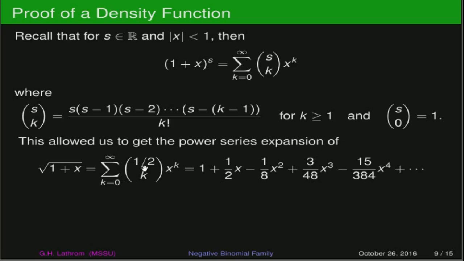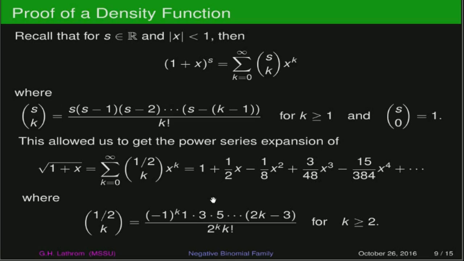Now if we look at the expansion of that, we get 1 plus 1/2 x minus 1/8 x squared plus and so on. So we are able to extend that and get an infinite series. Now these binomial coefficients, if we write out a few of them, we actually see that they obey this pattern.